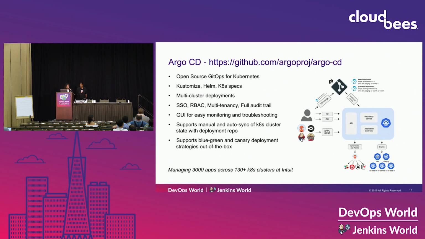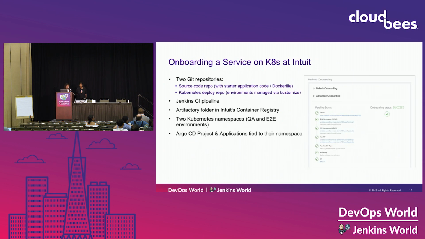In today's demo, we will not be able to show that, but you can always go to our website and see how to do it. So again, this is our GitOps controller, which is managing today 3,000 apps across 130 plus Kubernetes clusters at Intuit.